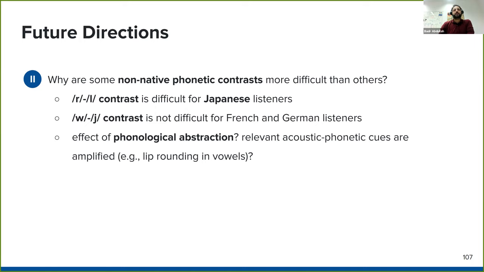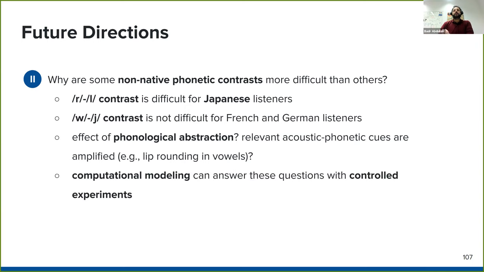So the difference between the Y and W sounds is the lip rounding. And it seems that the German listeners are very sensitive to this acoustic dimension, to this acoustic phonetic cue in the speech signal, and it gets amplified. So that's why they can tell the difference. But that still remains a hypothesis that could be simulated and verified using computational work with controlled experiments.